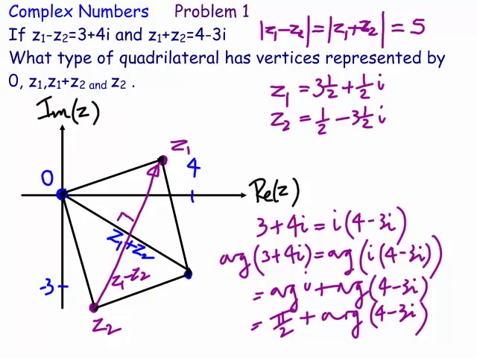So it's a parallelogram with the diagonals of equal length intersecting at right angles. From this we should be able to conclude that it's actually a square.